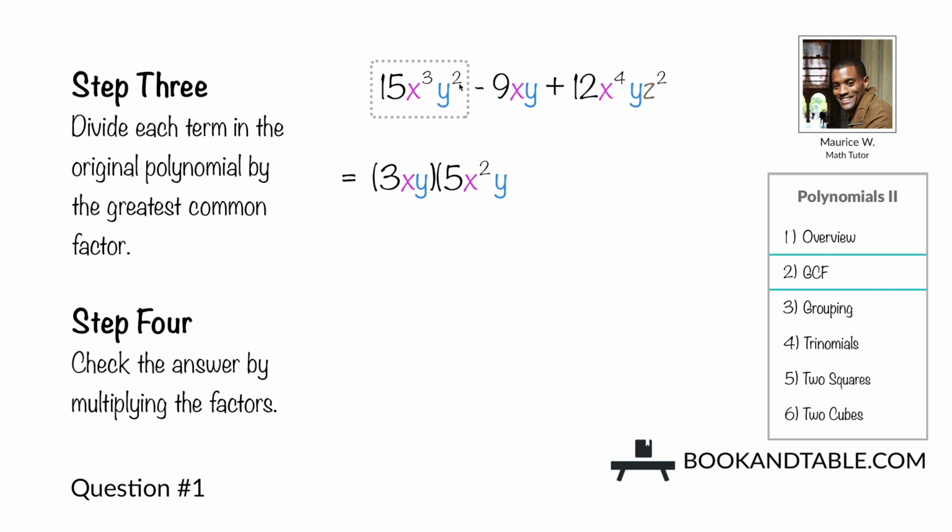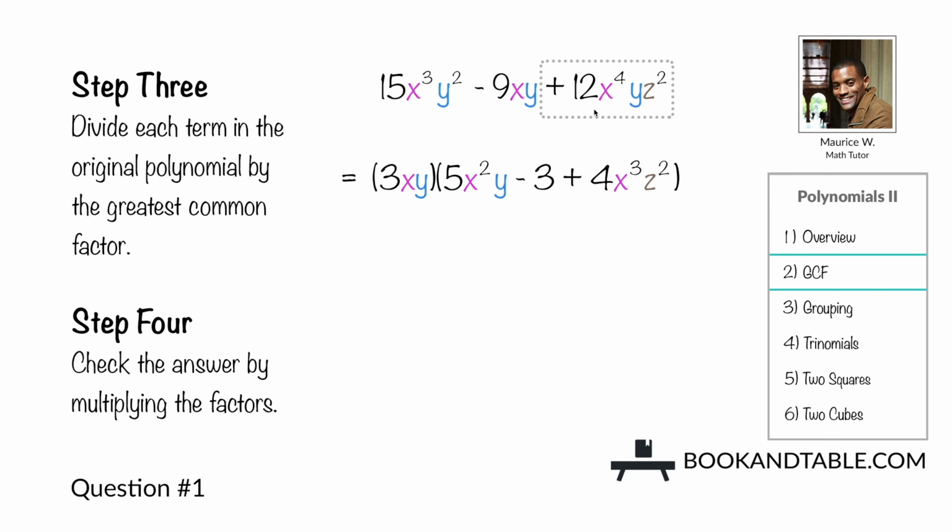And y to the second divided by y is equal to y to the 2 minus 1, which is y. And now we can move on to our second term, negative 9xy. When we divide that by the greatest common factor, we get negative 9 divided by 3, which is negative 3. X divided by x is 1, so we can remove the x's. Y divided by y is 1, so we can remove the y's, leaving us with just negative 3.